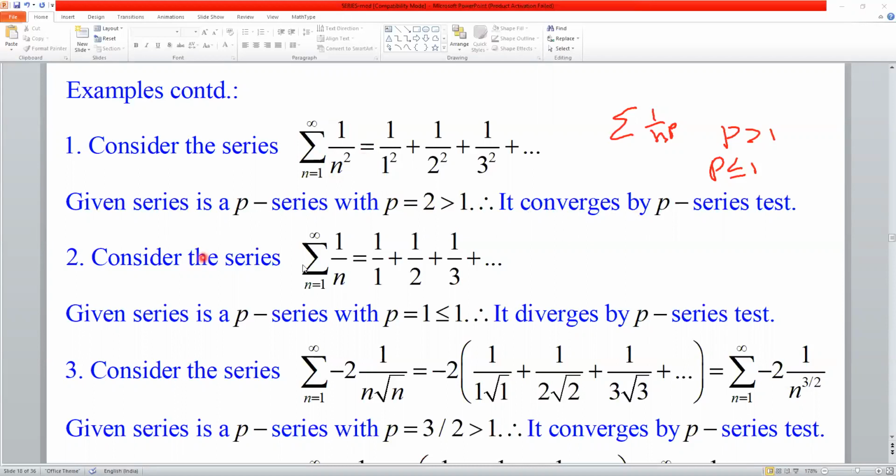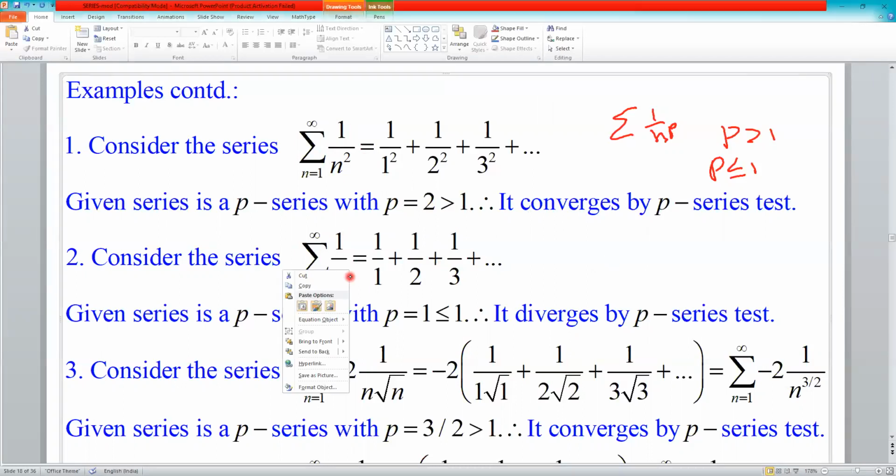So let us take another example. Summation of n is equal to 1 to infinity 1 by n. So that is equal to 1 plus 1 by 2 plus 1 by 3, etc. Here you can observe that p is equal to 1.